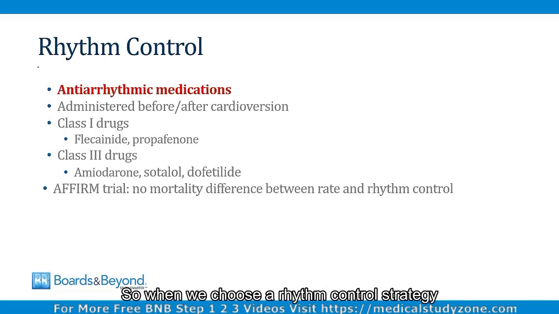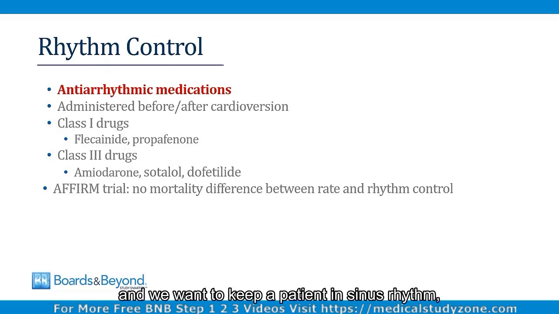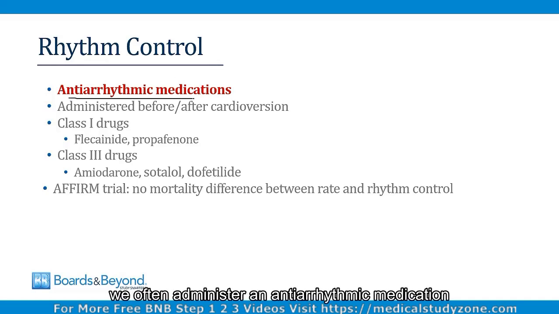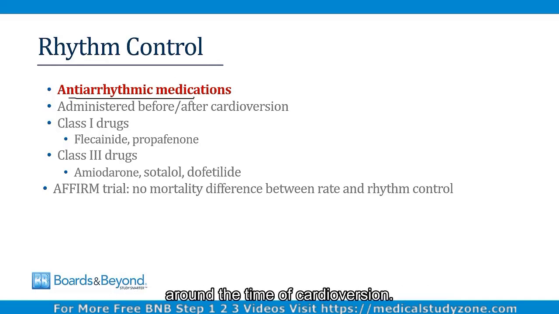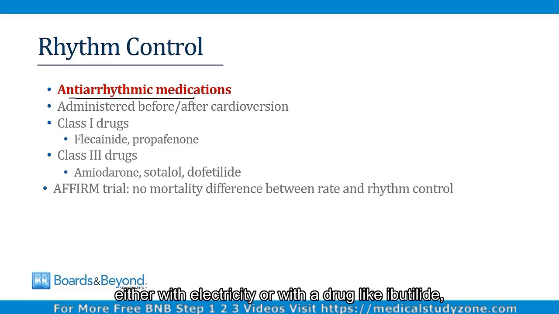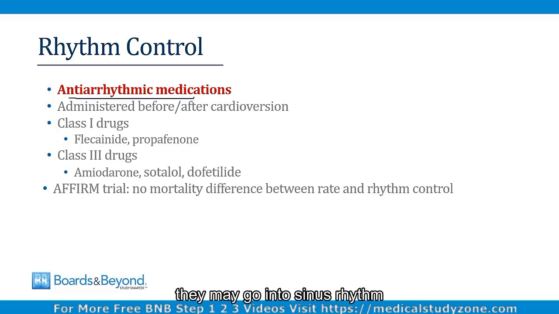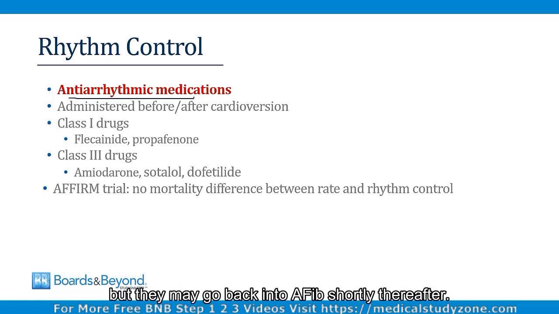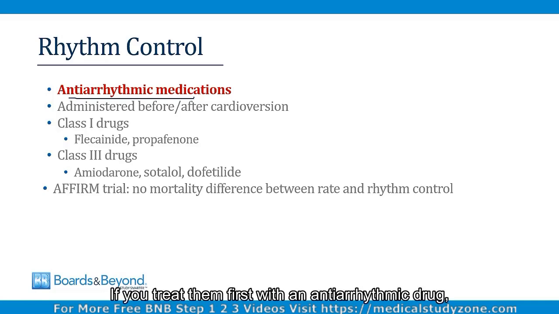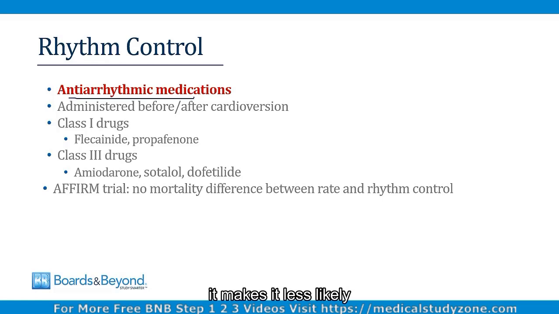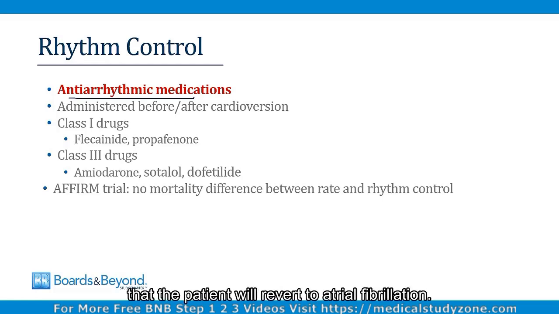So when we choose a rhythm control strategy and we want to keep a patient in sinus rhythm, we often administer an antiarrhythmic medication around the time of cardioversion. The reason is that when you cardiovert a patient, either with electricity or with a drug like ibutilide, they may go into sinus rhythm, but they may go back into AFib shortly thereafter. If you treat them first with an antiarrhythmic drug, it makes it less likely that the patient will revert to atrial fibrillation.